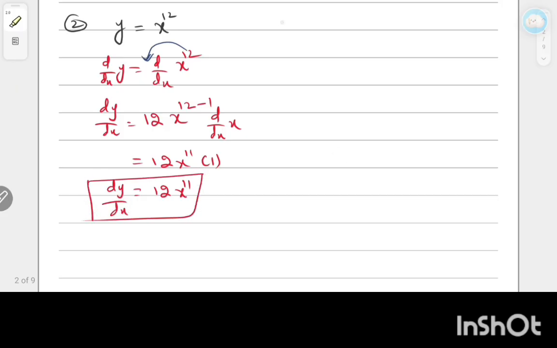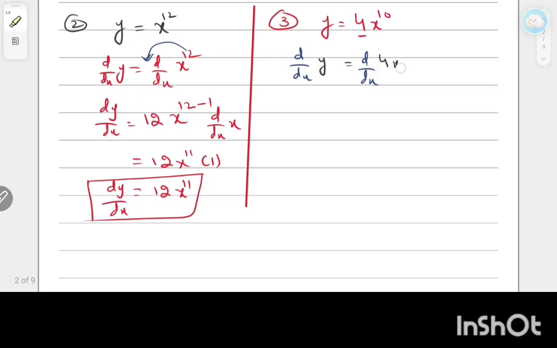Move forward, we have our next example number 3. How do we understand this example? y equal to 4x power 10. So remember that this is not a constant. If 4 is multiplied by any variable, we say that it's a coefficient, it's not a constant. Similarly, we take the derivative on both sides, d over dx. Here is y, here is 4x power 10.